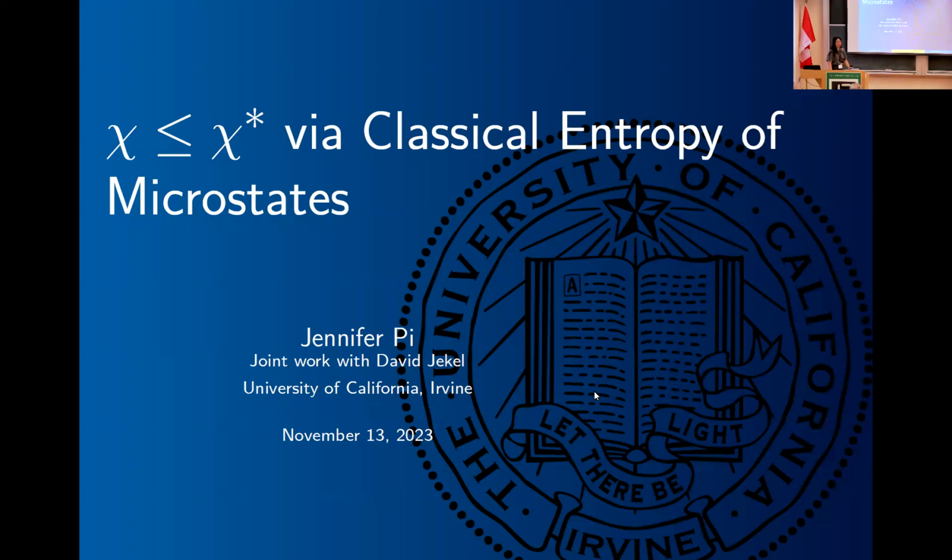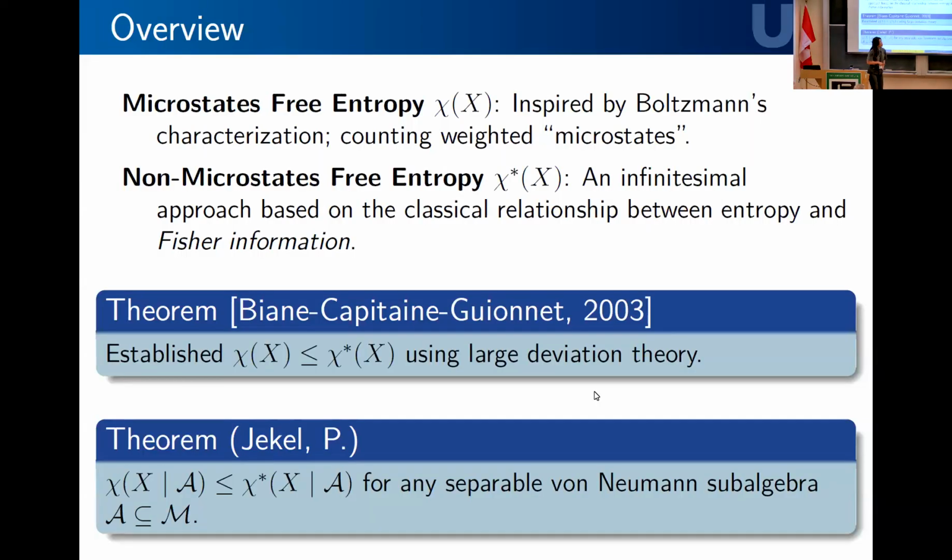This is joint work with David Jekyll and is a proof of this kind of known inequality, but for the conditional case of the free entropies. So before I jump into a bunch of hopefully not too technical details, I'll give a really brief overview of what these symbols are saying.